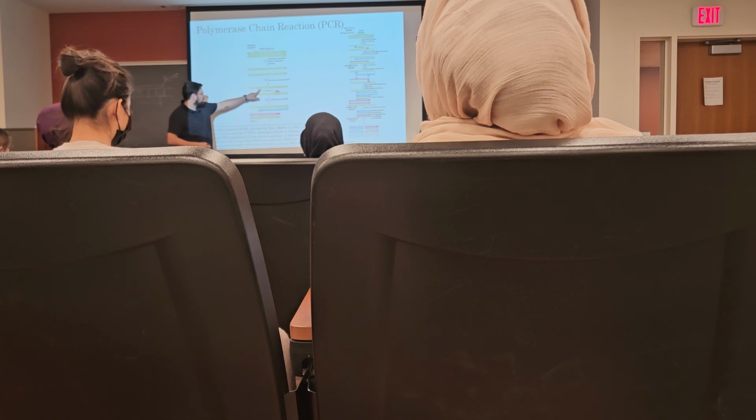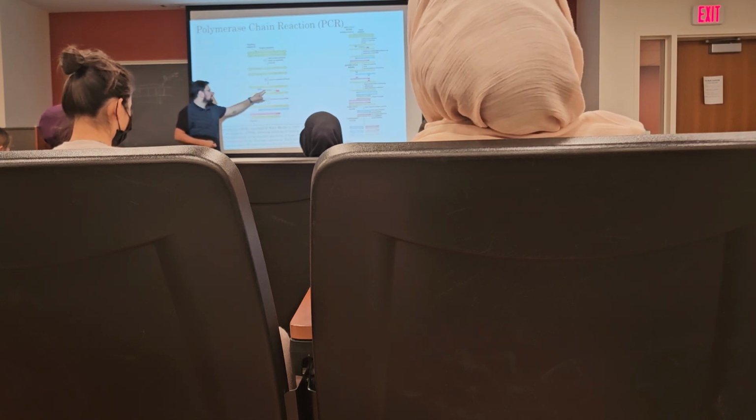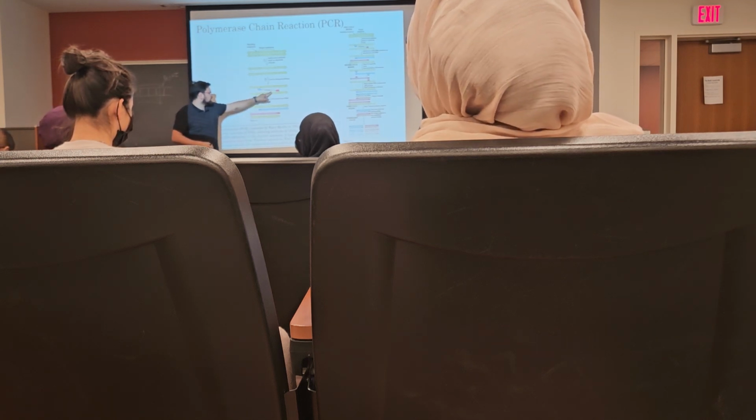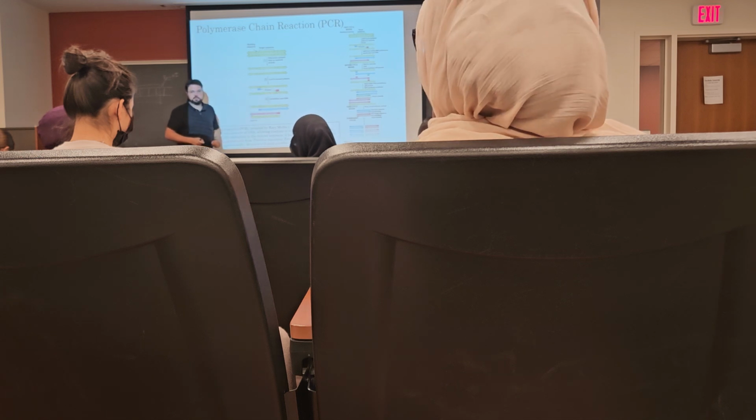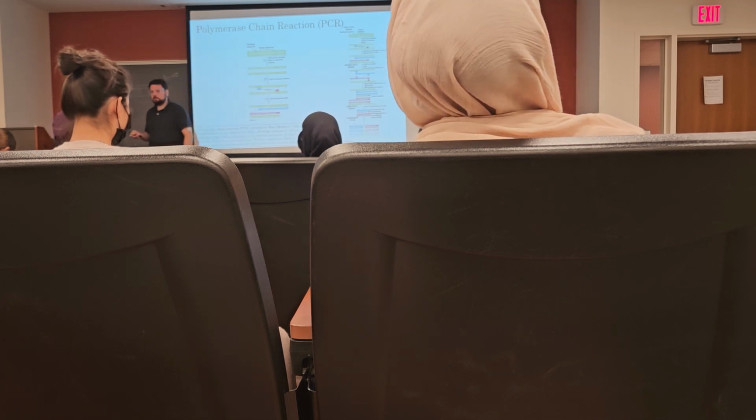So the forward primer will anneal to this strand, upstream of the sequence, and the reverse primer will anneal to the opposite strand, downstream of the sequence. So we have this in the 5' to 3' direction, and this is in the 5' to 3' direction, the opposite way. Now we synthesize new DNA using DNA polymerase.